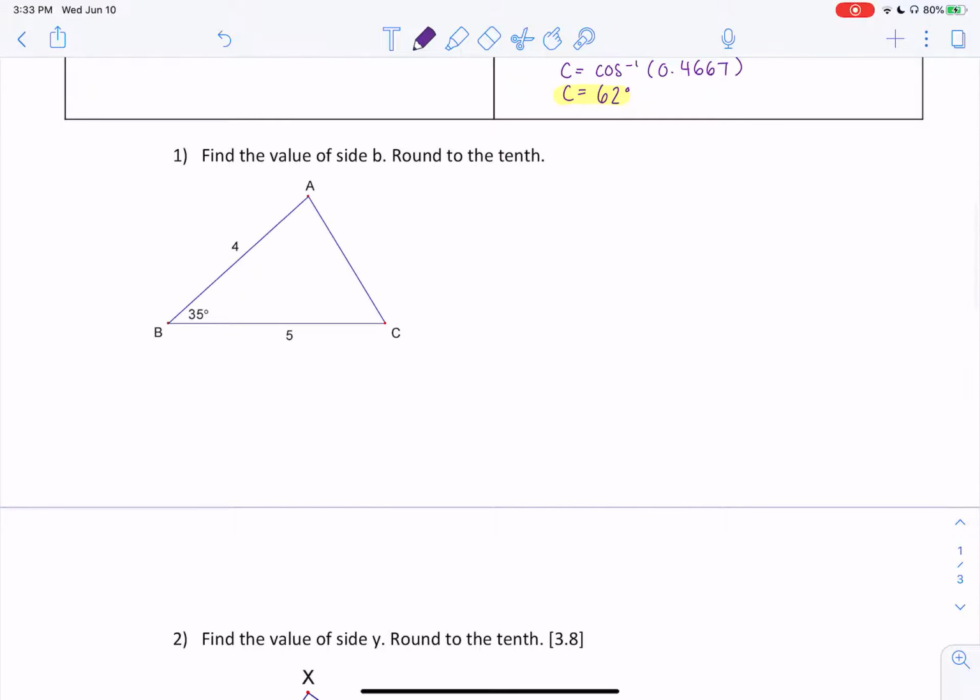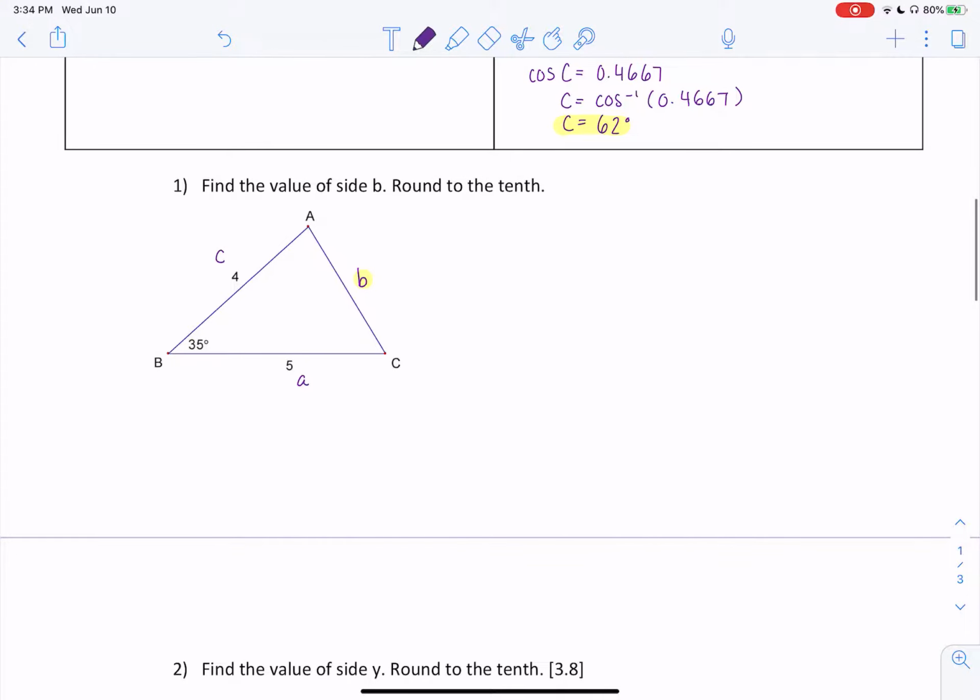Okay, so for one, we want to find the value of side b, and we're going to round to the nearest tenth. So let's start by labeling our triangle. So we have our capital letters on our angles, and across from capital A is little a, across from capital C is little c, and across from capital B is little b. And we're looking for little b.